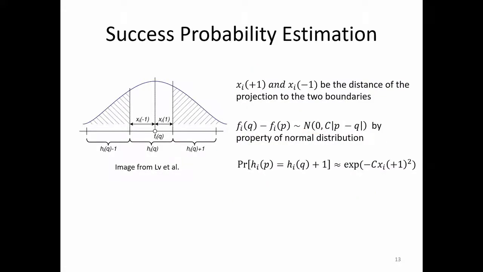Now things become very simple. If we believe that f_i(q) minus f_i(p) follows this distribution, and this is for any two points p and q which are close, then this follows this distribution.